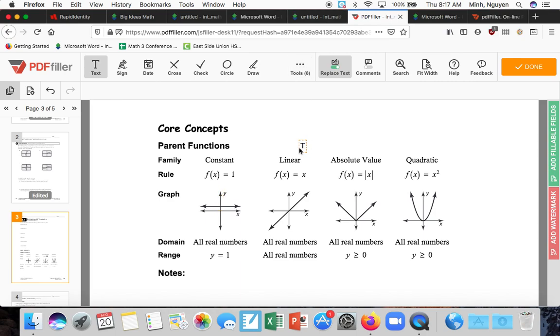Parent functions. So this is kind of like the starting point, right? So the constant is a straight line, y equals 1. Linear is, or sorry, I should say f of x equals x. If you're thinking about t-charts, then very similar to just x and y, right? Absolute value, I explained. Quadratics, also explained. So yeah, there you go.